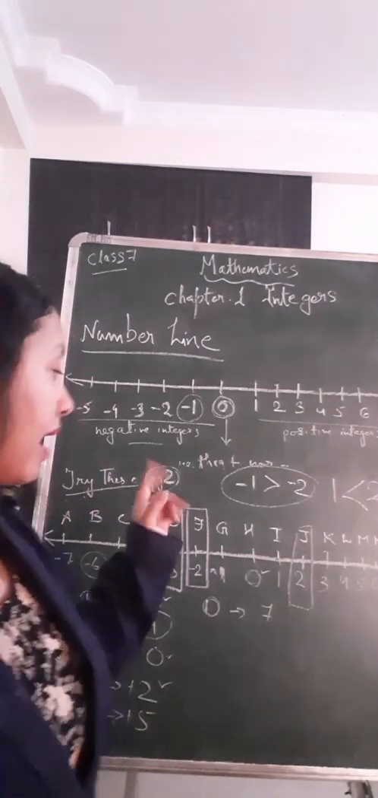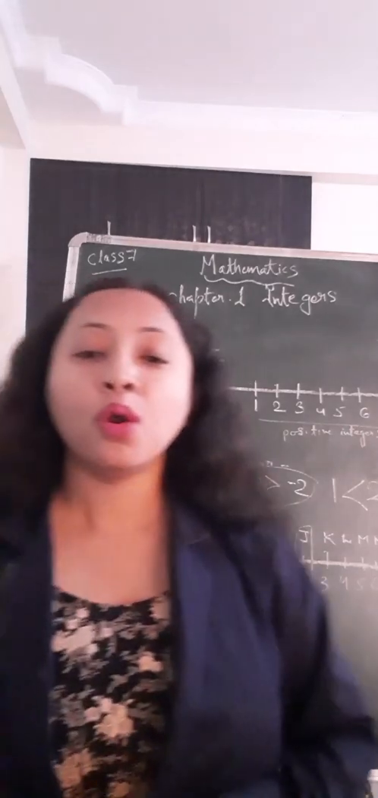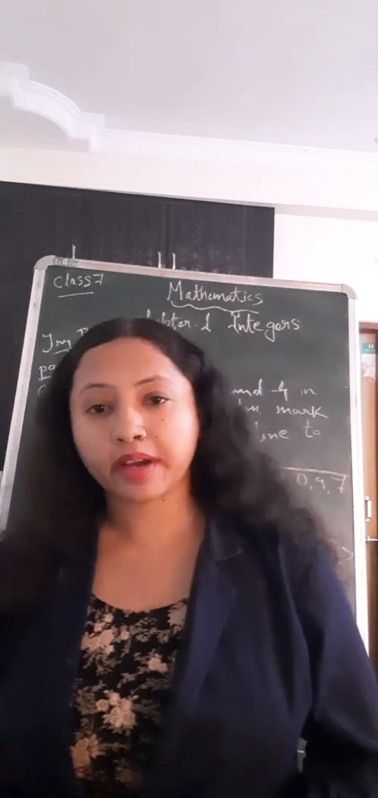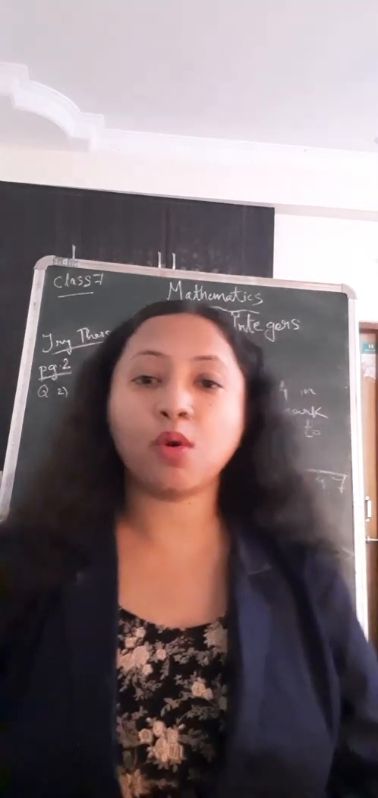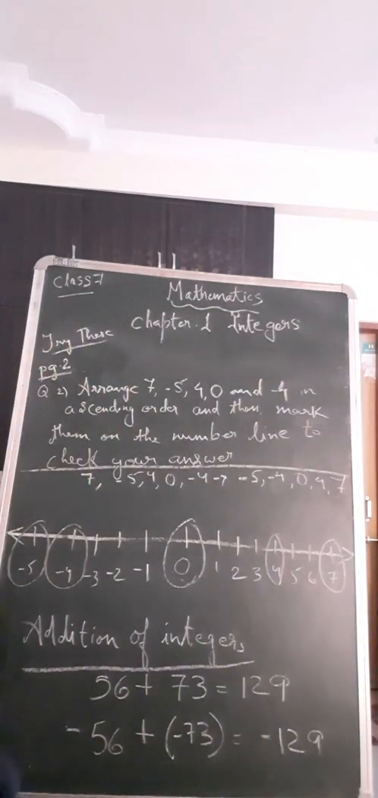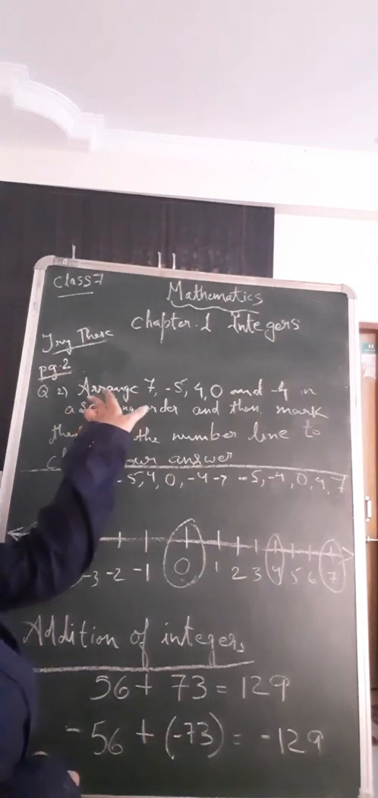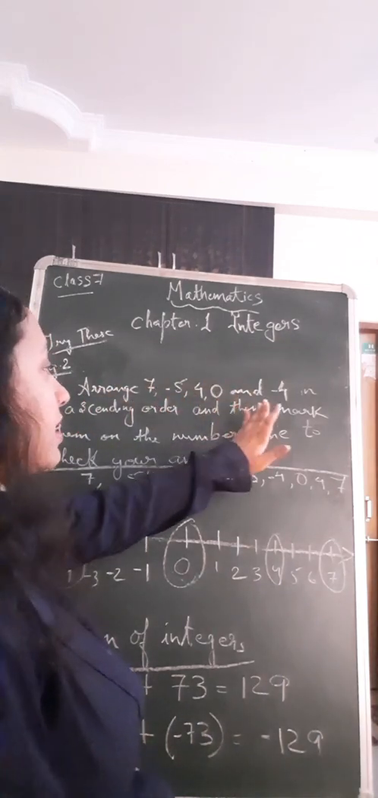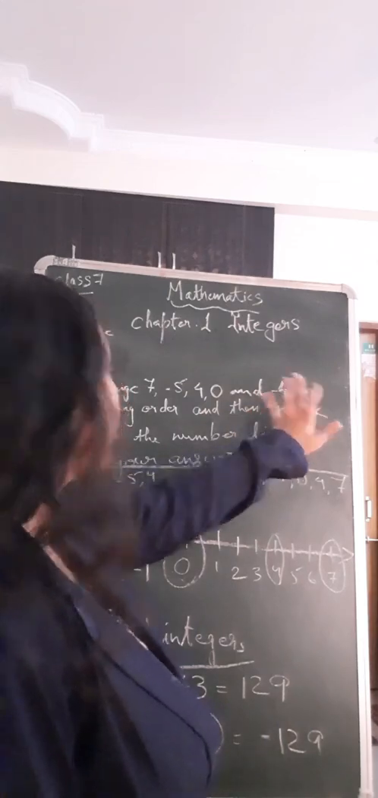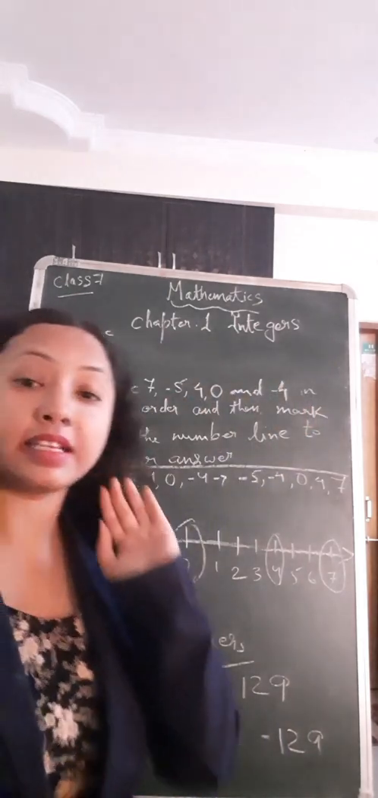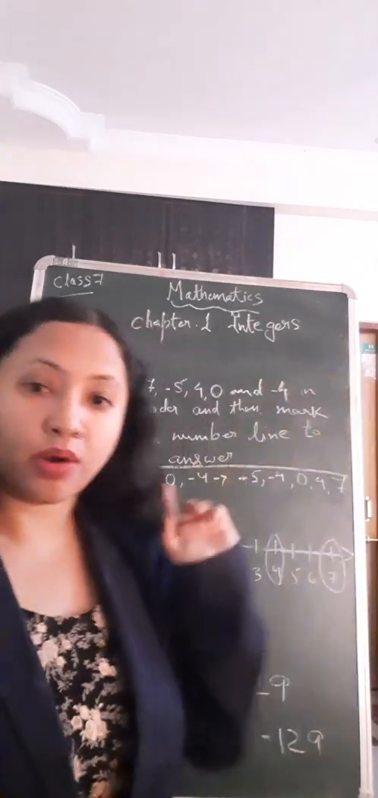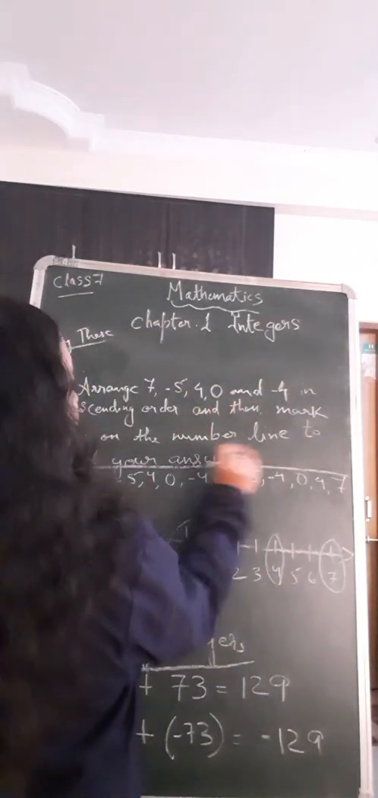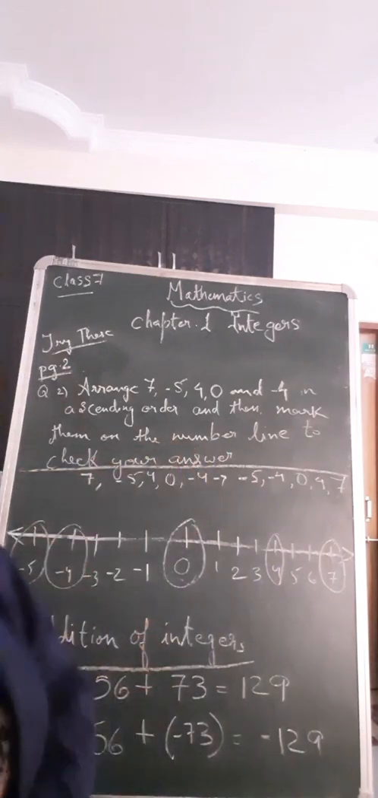And now we have one more question, question number 2, which we will be discussing on page number 2. Okay children, so now we are heading on to our question number 2 on page number 2 itself. Try these questions. So what it has given: arrange 7, minus 5, 4, 0 and minus 4 in ascending order. Ascending order means increasing order. That means smaller to bigger. Okay, and then mark them on the number line to check your answer.